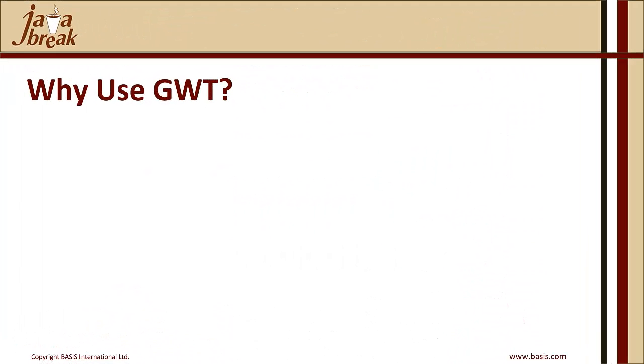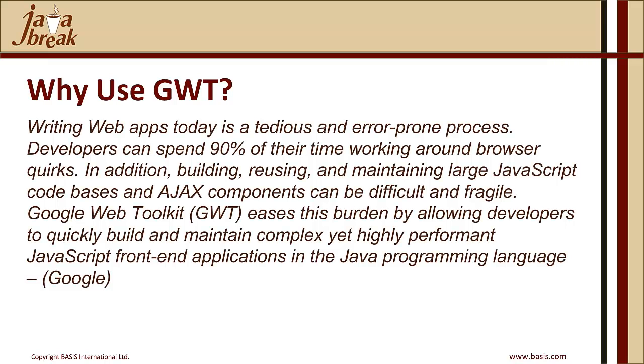Why did BASIS decide to use GWT? In quoting Google from a couple years back, they wrote, "Writing web apps today is a tedious and error-prone process. Developers can spend 90% of their time working around browser quirks. In addition, building, reusing, and maintaining large JavaScript codebases and AJAX components can be difficult and fragile." The Google Web Toolkit, GWT, eases this burden by allowing developers to quickly build and maintain complex, yet highly performant JavaScript front-end application in the Java programming language.